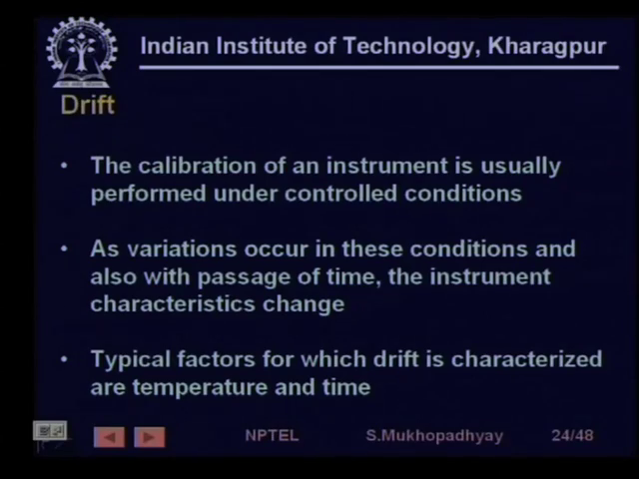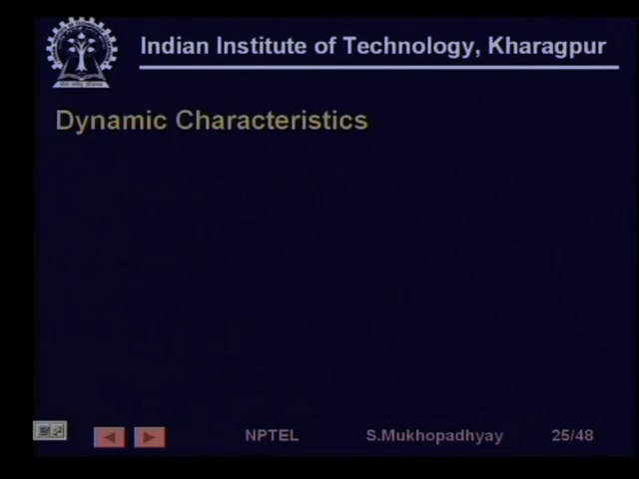So, typically drift is characterized for temperature and time. Now this more or less completes our static characteristics. So, generally it talks about an input output curve, that is a calibration curve. There is no time here. If we give an input, we will get an output in the steady state, and we are only talking about the characteristic between this input and the steady state output value.